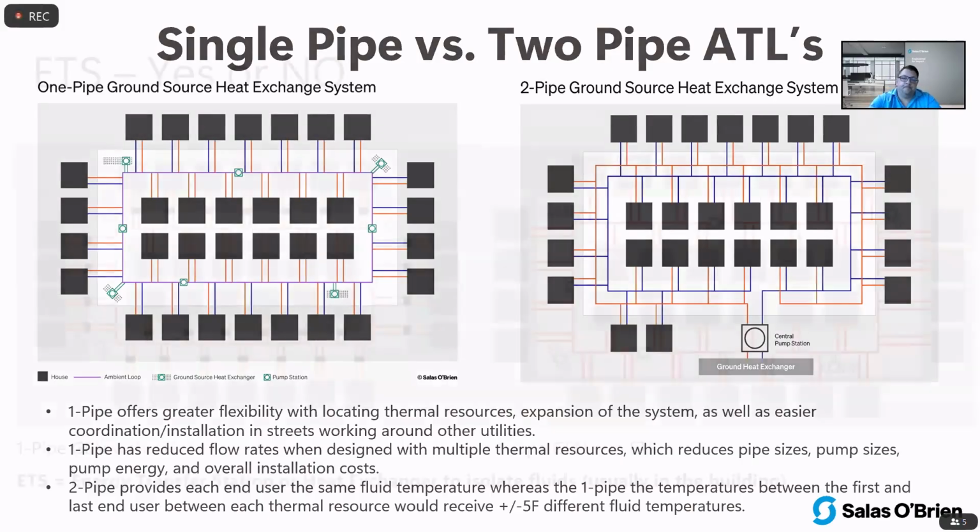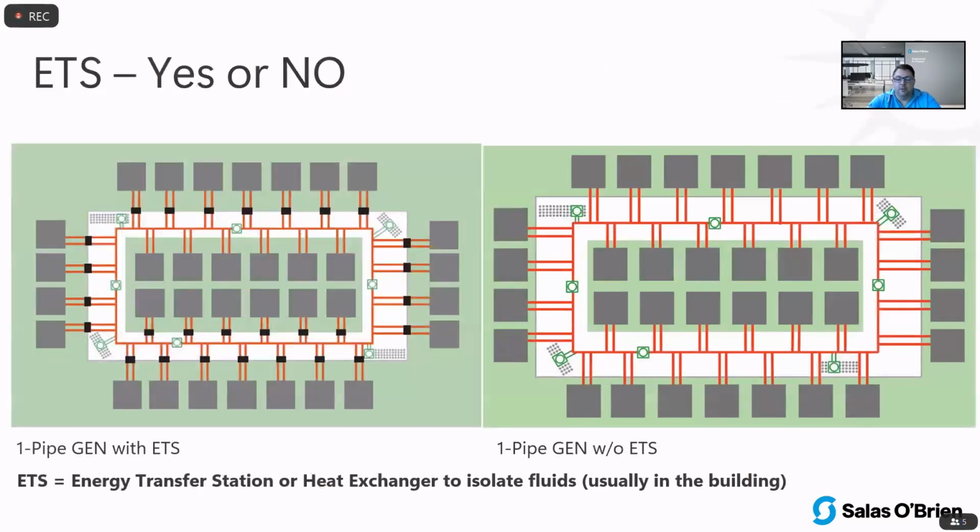I'll also say that the single pipe systems generally, on average, have lower flows through that single pipe, through the ambient loop, which means smaller pipe, smaller pumps, less energy to operate. So those are also some benefits of the single pipe system versus the two pipe system.